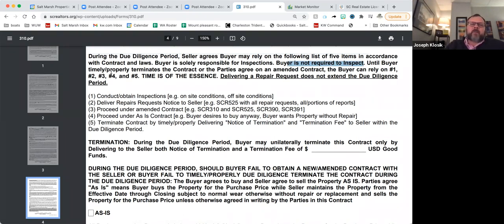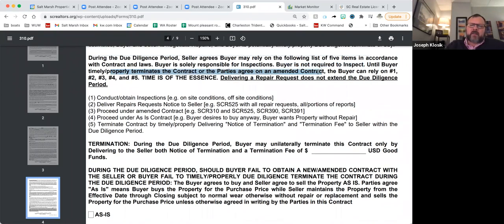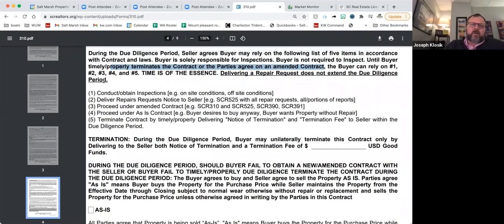Until the buyer timely or properly terminates the contract or the parties agree on an amended contract, the buyer can rely on number 1, number 2, number 3, number 4, and number 5 below.